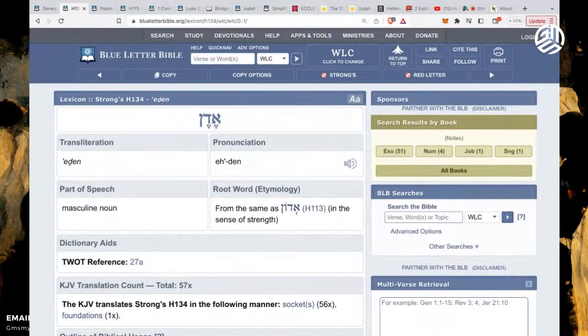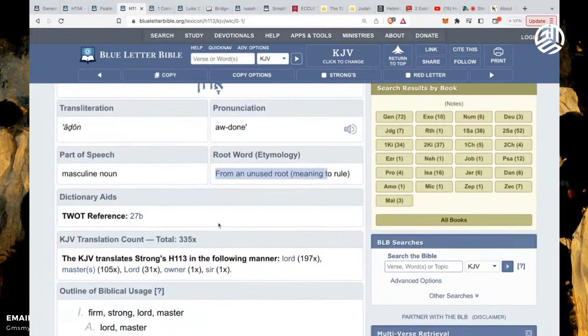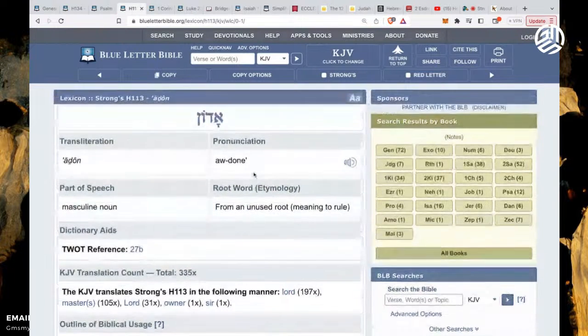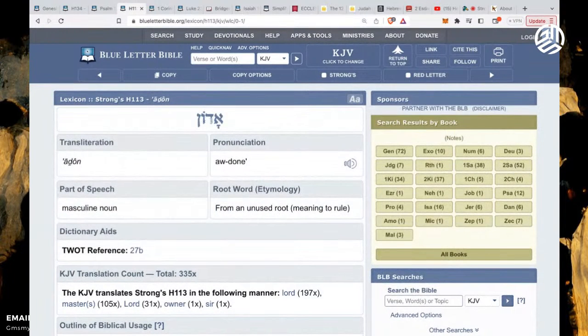This would be the root word for the word Adawan, which comes up a whole bunch of times in the Old Testament, right? As you can see here. It comes up anytime you see Lord, not in all caps, it's the Hebrew word Adawan. Or you could say Adunya, which is my Lord. But Adawan is Lord.